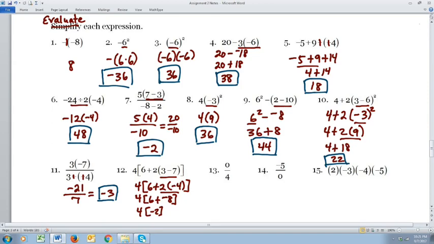By the way, I could be using a parenthesis here if I want. It's just kind of personal preference. And our final answer is -8.